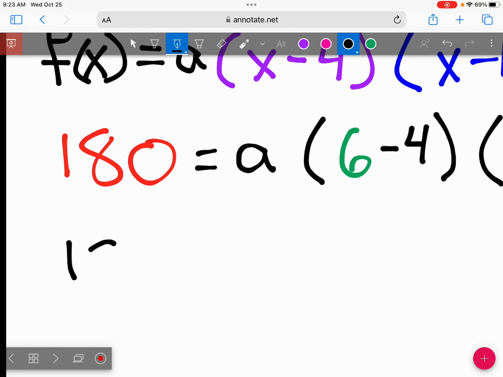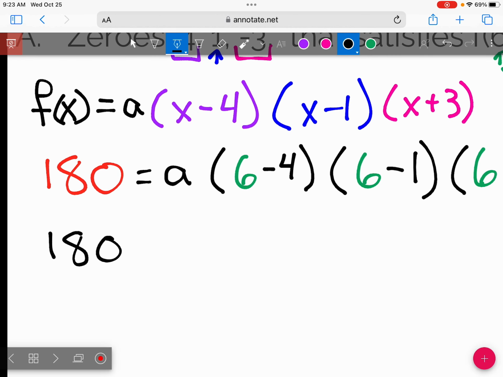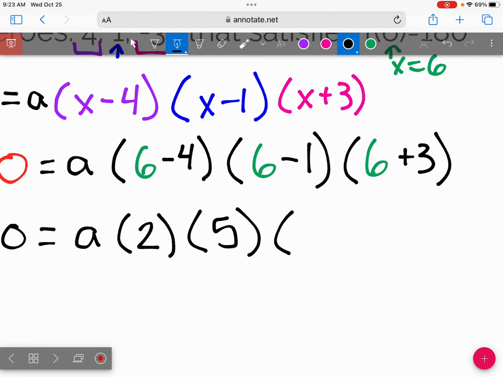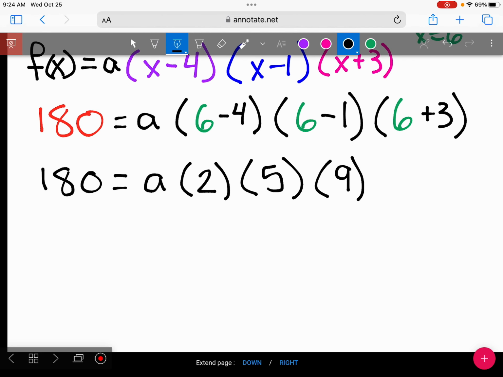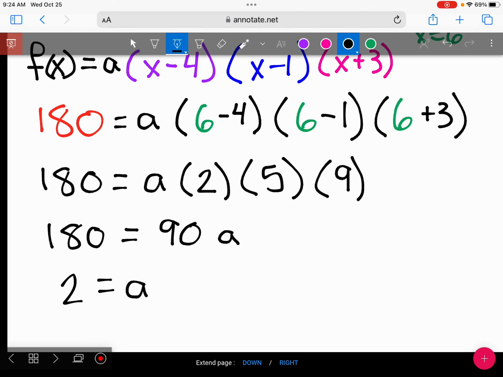So we're going to solve this. 180 equals a times 6 minus 4, which is 2; 6 minus 1, which is 5; and 6 plus 3, which is 9. What is 2 times 5 times 9? 90. So 180 equals 90a. So what's a? 2. So now I have an a value of 2, so I can go back to my equation and fill that in.